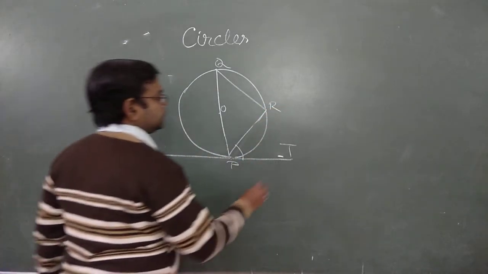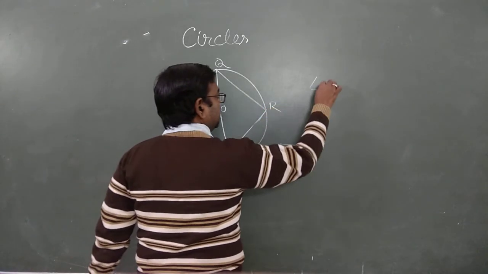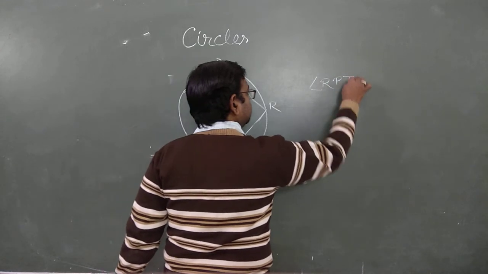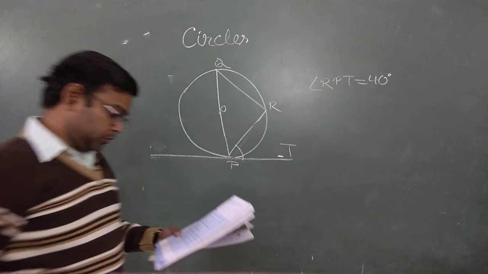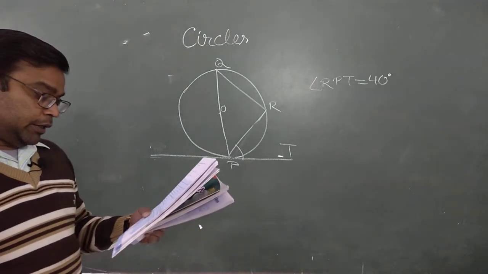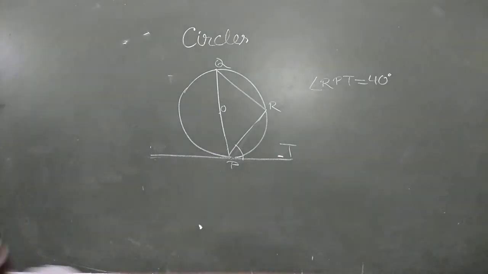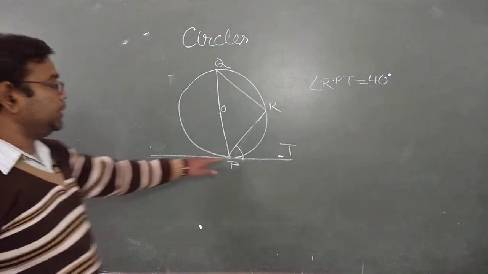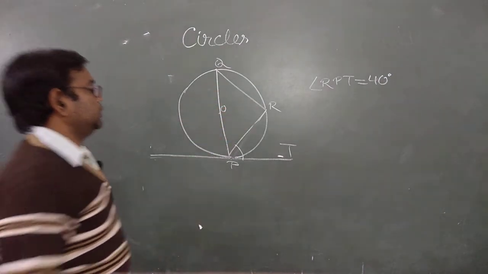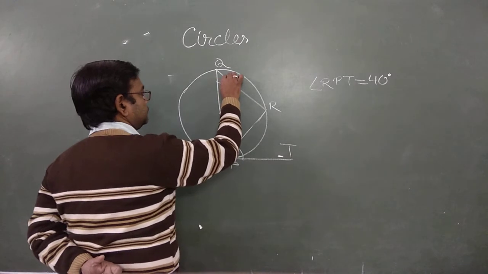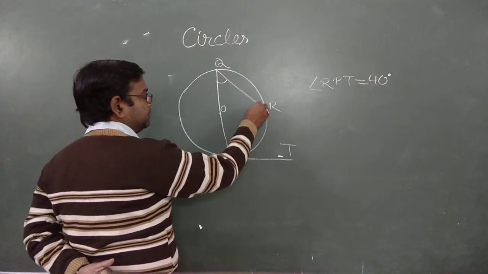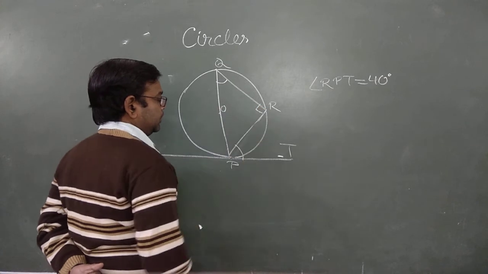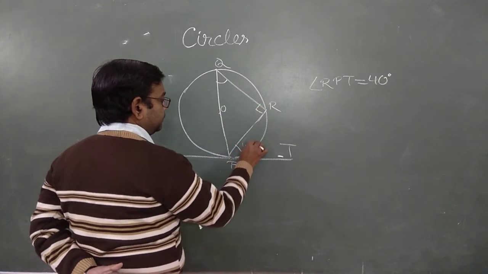It says that angle RPT equals 40 degrees. This one is equal to 40 degrees. Then the question says find angle PQR, this angle. Okay. As we know, angle in a semicircle is equal to 90 degrees. The value of this is 40 degrees.